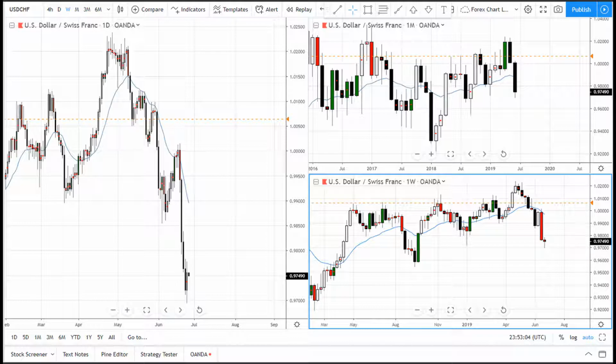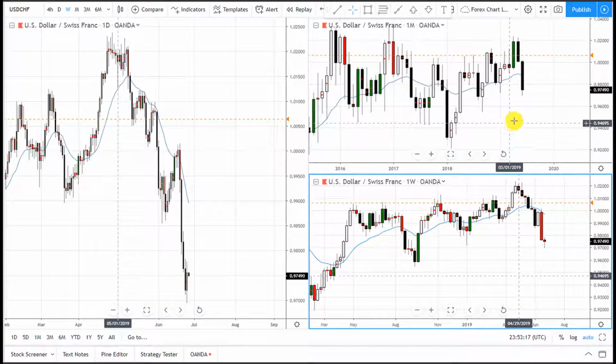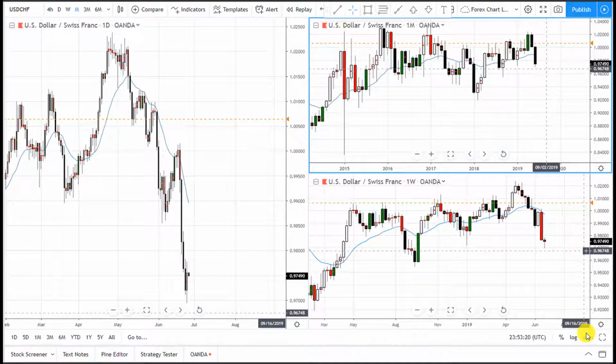Apart from that, let's get right to evaluating the charts. This is the analysis on the US dollar versus Swiss franc. Let's take a look at the monthly first, as always.